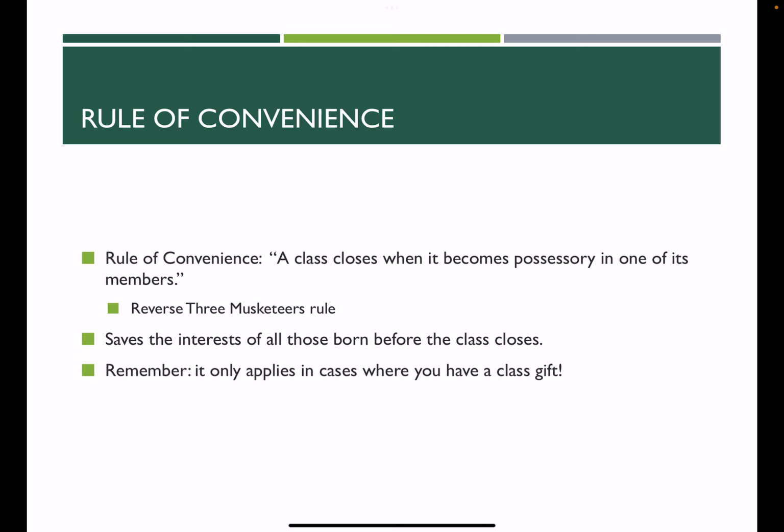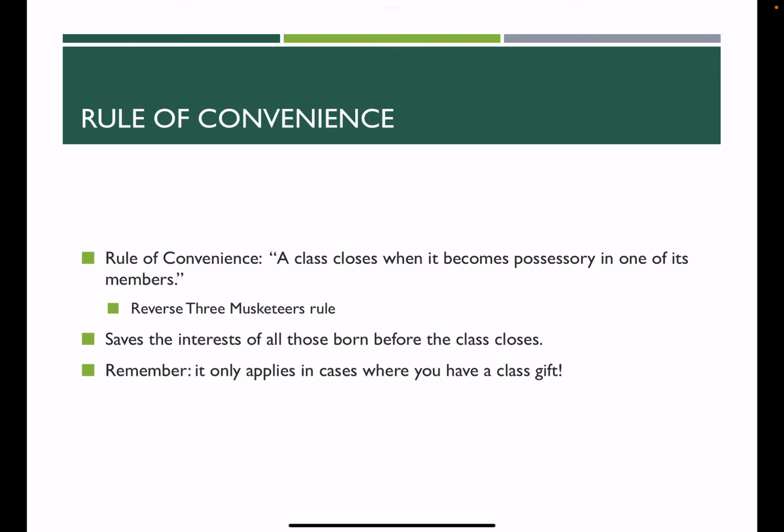Moving on to the rule of convenience. So the rule of convenience is really a doctrine that specifies that a class, as designated in a class gift, closes when a class member is entitled to a distribution of his or her share of the gift. I really like to think of the rule of convenience in conjunction with the reverse Three Musketeers rule, which says that if a gift is open to an open class, but some members may vest too remotely, it would normally be invalid as to all of the class members.